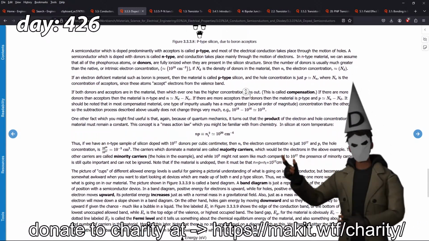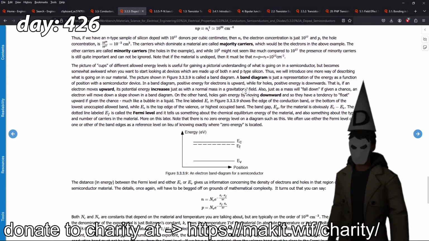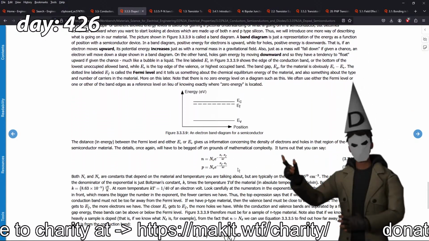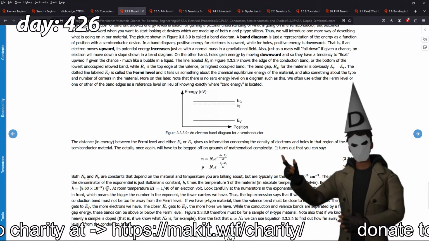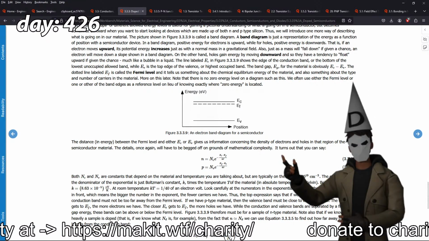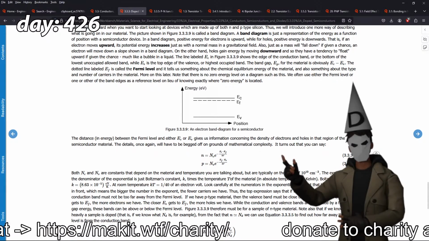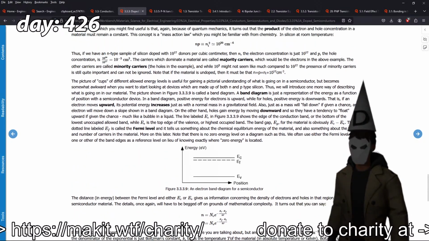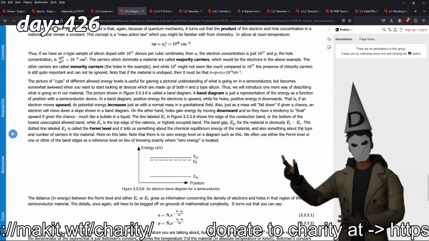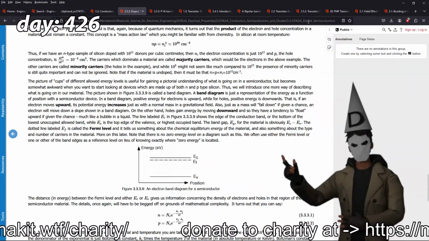NAND, okay. NC, NV, okay, great. Both NC and NV are constants that depend on the material and temperature you are talking about, but are typically on the order of... Hold on. Okay, so the answer is somewhere in here. Sick. That's fine. Let's go.